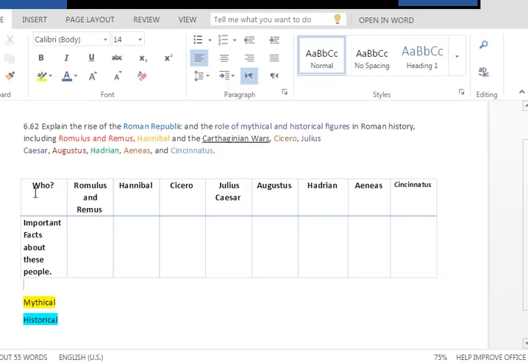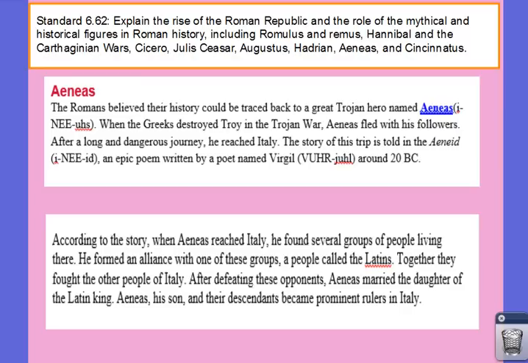In the first column, I have Who with a question mark, then Romulus and Remus, Hannibal, Cicero, Julius Caesar, Augustus, Hadrian, Aeneas, and Cincinnatus. In the second column, I have important facts about these people, and we are going to fill these out as we go. Remember, you can pause this video at any time. So here we go.